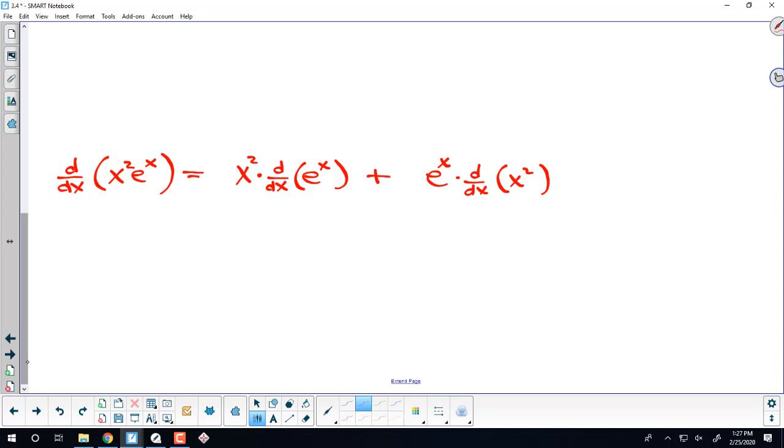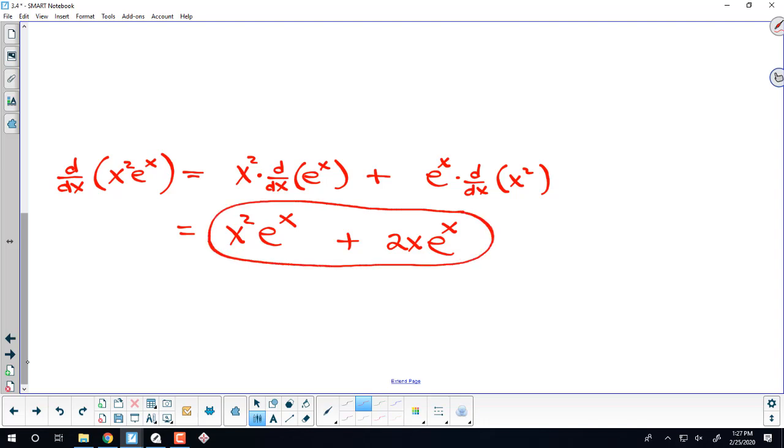Okay, so then we take the derivative of e to the x again. That's e to the x plus e to the x times the derivative of x squared, which is 2x. So we have that times our e to the x. So again, we know we're done with that because other derivatives aren't showing up.